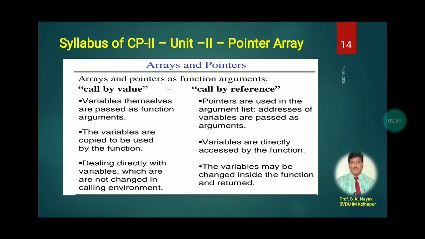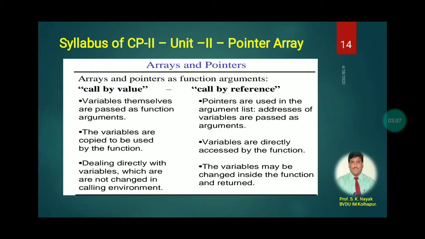So in call by value, we pass the variable name through the function's argument, and in call by reference, we pass the pointers, the address of the variable, through the argument. The second point: in call by value, the variables are copied for use by the function, but in call by reference, variables are directly accessed by the functions. Here you see the difference.